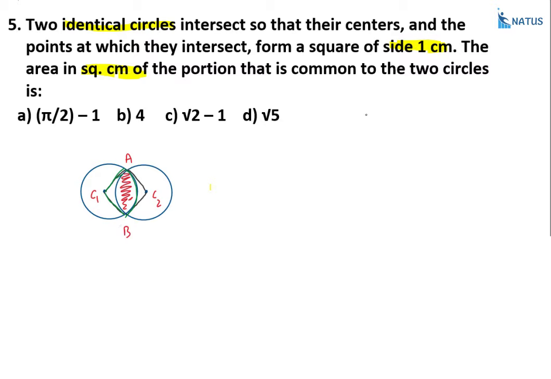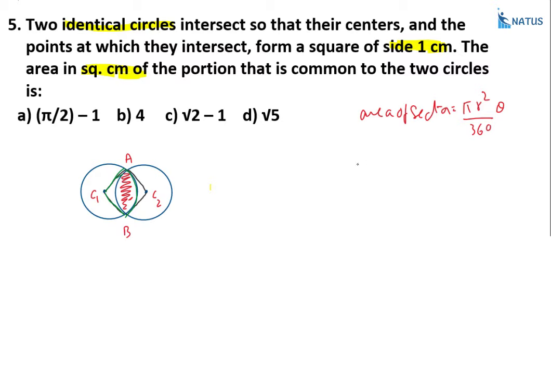Now what is the formula? Area of sector is equal to pi r square by 360 into theta. If you want the length of the arc, that is equal to 2 pi r by 360 into theta. What is the theta here? That is 90 degrees, right? And next, what is the radius? We don't know. Let us take it as it is.